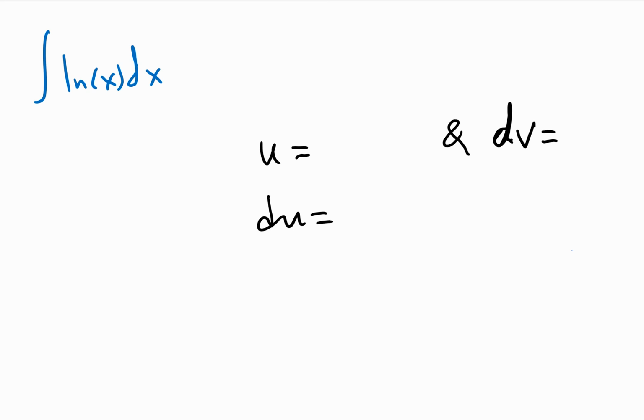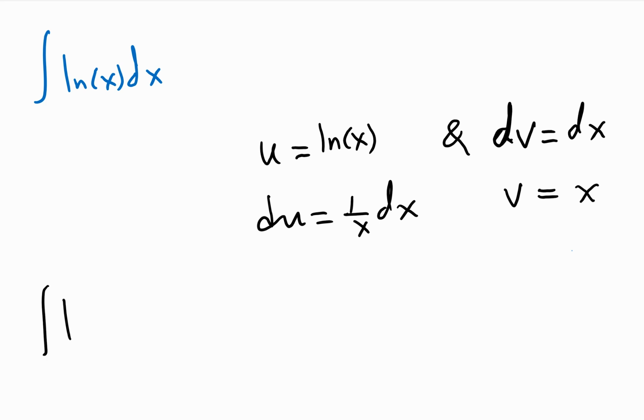What is u? Well, if I look at this, there's only ln. There's nothing else to take. So I'm going to take u to be ln of x. And what is left is going to be dv, which is dx. So now try to find what du and what v are. From u, we get the derivative, du is 1 over x dx. And v, the integral of dx, is x.